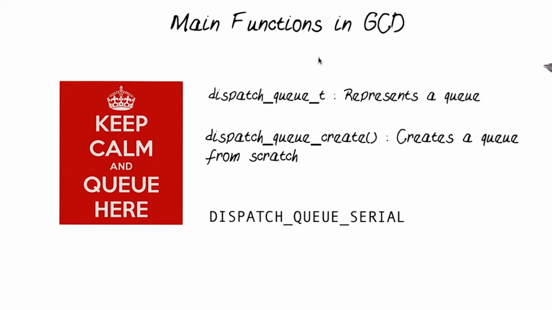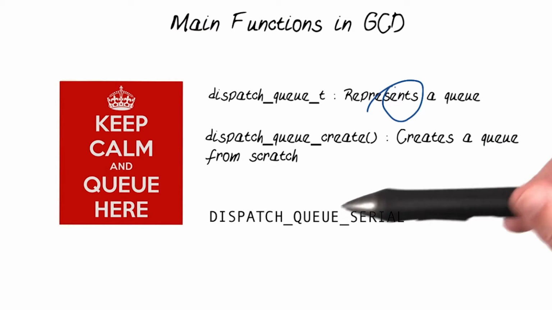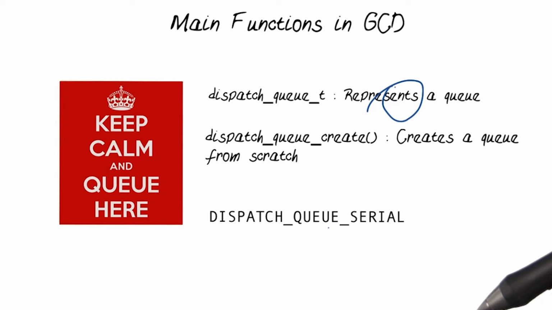First of all, we need a type to represent queues. That's dispatch_queue_t. Then, we will need a function to create a queue from scratch: dispatch_queue_create. It takes two parameters, a name, and the type of the queue, serial or concurrent. To specify serial, just pass DISPATCH_QUEUE_SERIAL or nil.